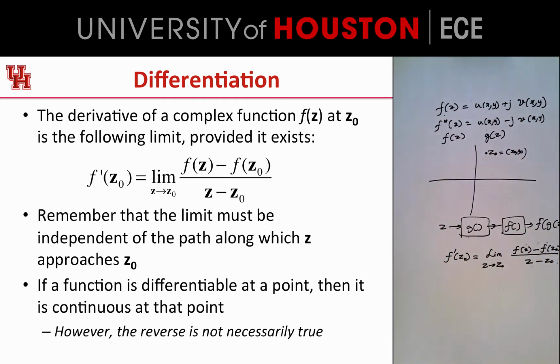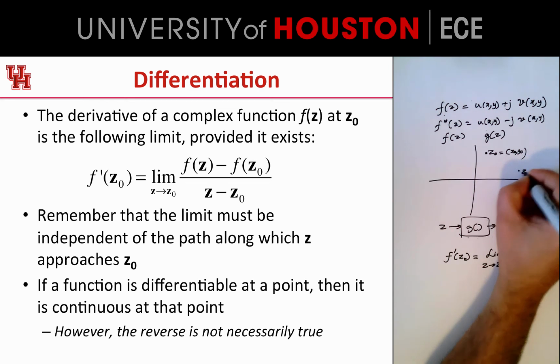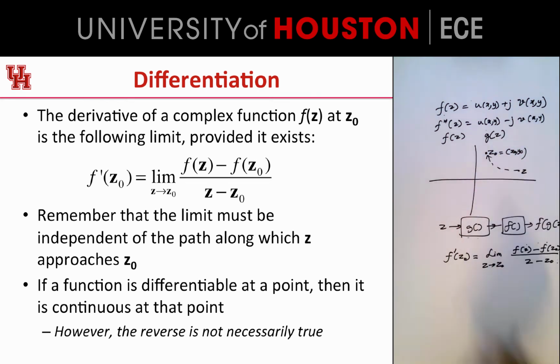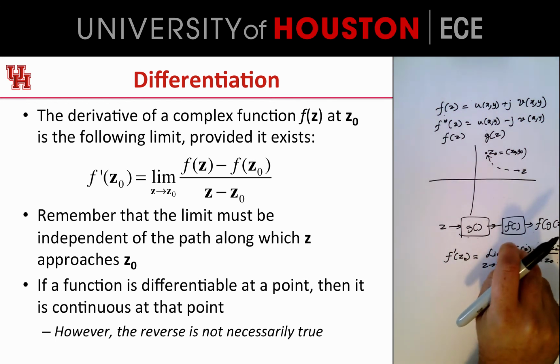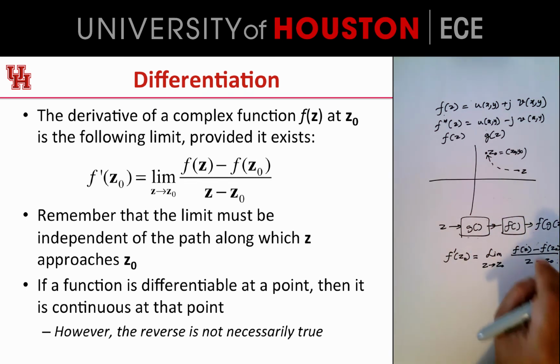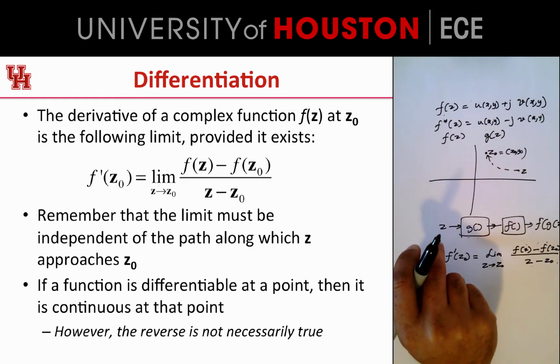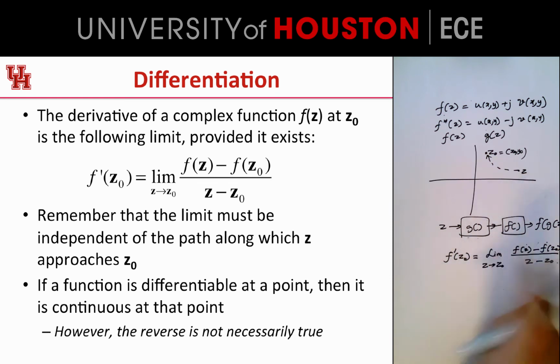Now, it's important that this limit exists. Remember what we said about how you go from z to z naught. How you get from here to here should not determine what number you get at the other end. So if regardless of the path from z to z naught, this converges to the same exact number, then we say that this function is differentiable at this point z naught. Now, if a function is differentiable, then it implies that it's actually continuous. But if a function is continuous, it doesn't mean that it's differentiable.